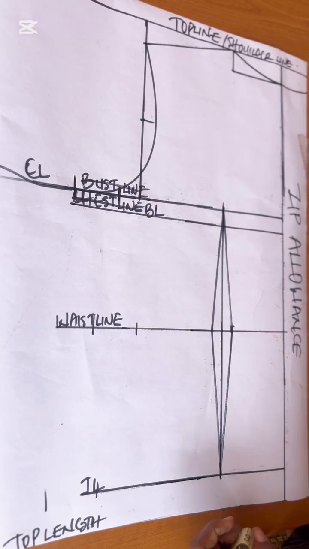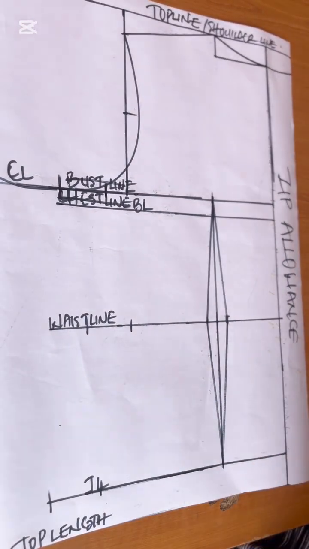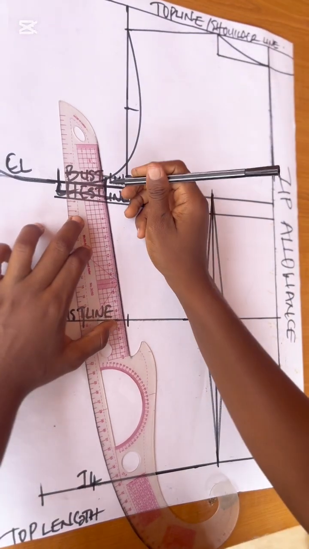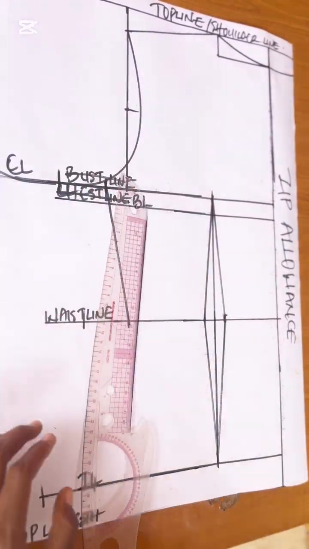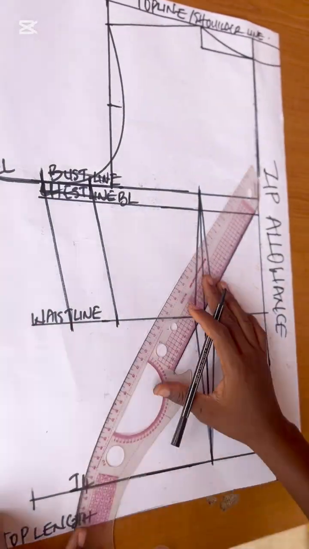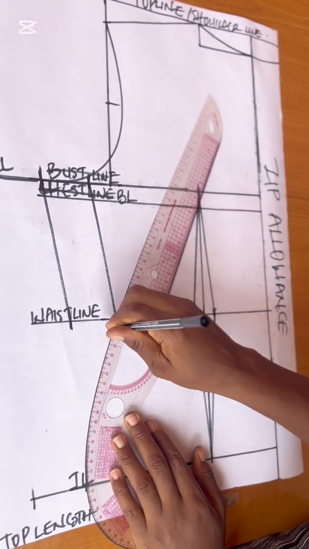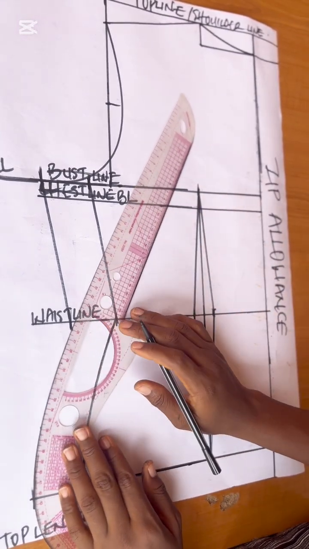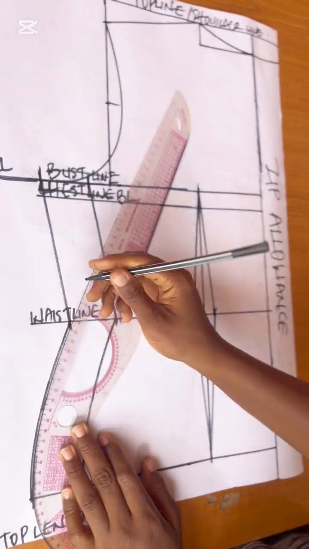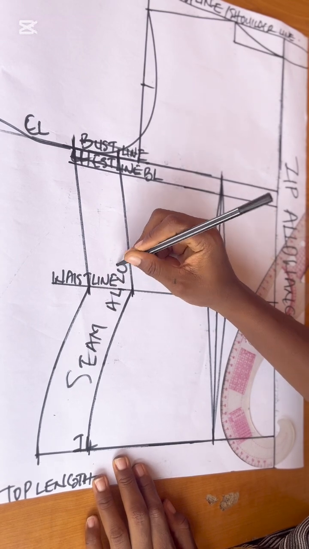So I measured my hips also. I placed my hip measurement and added 2 extra inch allowance. So I'm just going to connect. Don't forget to use a straight line to connect this point from your chest line to your waistline. Use a straight ruler, and use the curvy part of your curved ruler to connect from your waistline to your top length, please, because you have hips and your hip is not straight. So I'm just going to label it as my seam allowance.